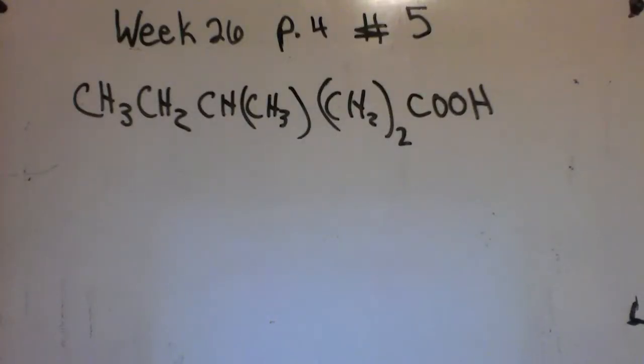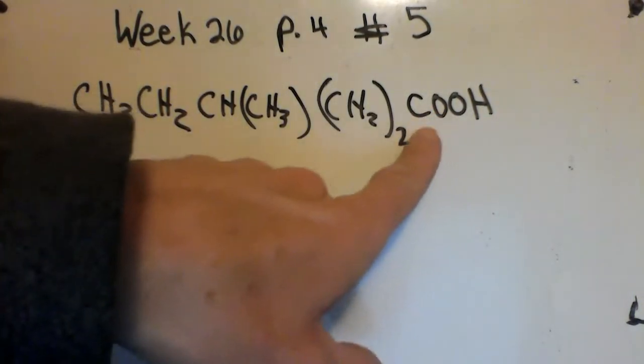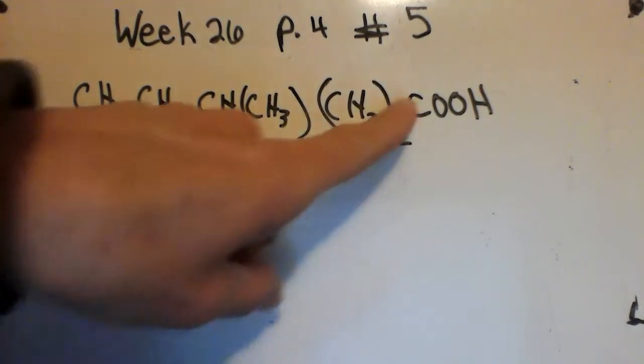Week 26, page 4, number 5. Name the carboxylic acid with the following condensed structural formula. So we look at this formula and we see that there is a carboxyl group at the end here. So this will have to be carbon number 1. We have 2 more carbons in the chain here.